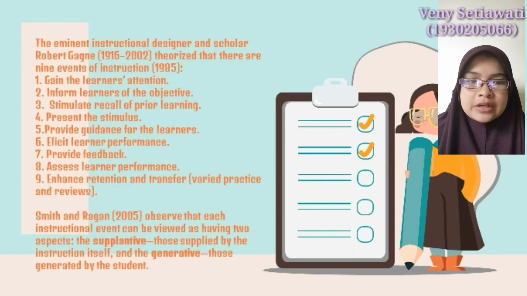To put this theory into practice, each of the events described requires at least one instructional activity. Smith and Regan 2005 observed that each instructional event can be viewed as having two aspects. The first, the supplantive, and the second, the generative. The supplantive are those supplied by the instruction itself, and the generative are those generated by the student. For example, during an introduction event, the instructor may present activities intended to gain the learner's attention, but the learner must activate his or her attention in order to participate effectively.